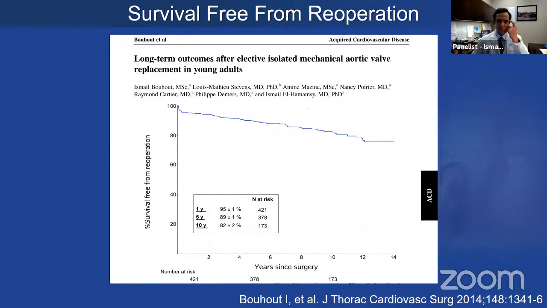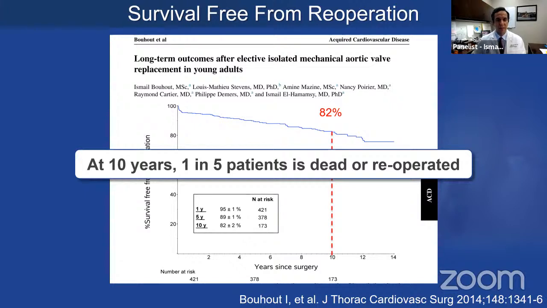In fact, when we combine reoperation, which is a rare event, but still it's not 0% after mechanical AVR, and mortality, survival free from reoperation at 10 years only was 82%. In other words, at 10 years after isolated mechanical AVR, 1 in 5 patients was either dead or reoperated. And this was mainly driven by death rather than reoperation.